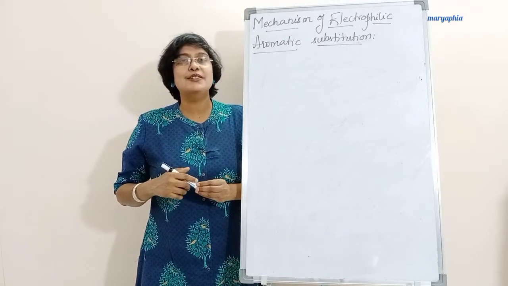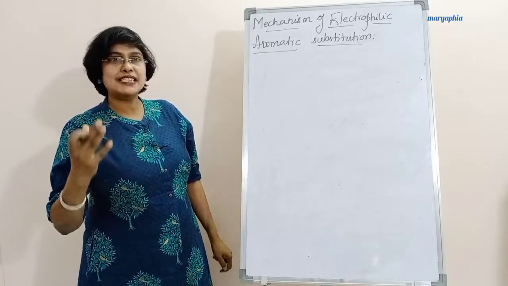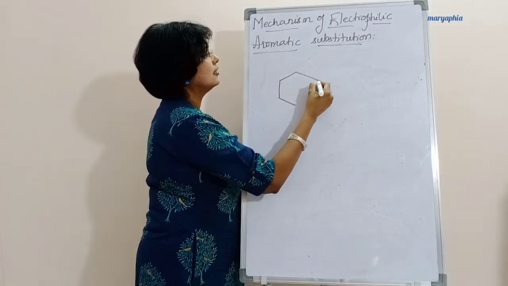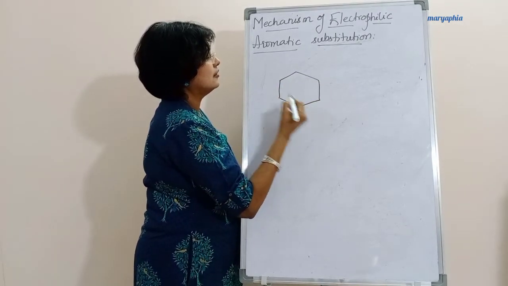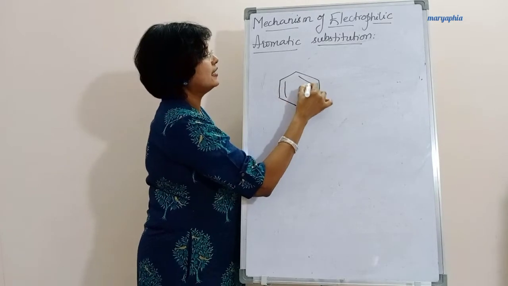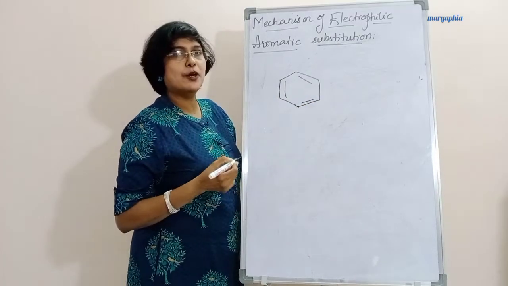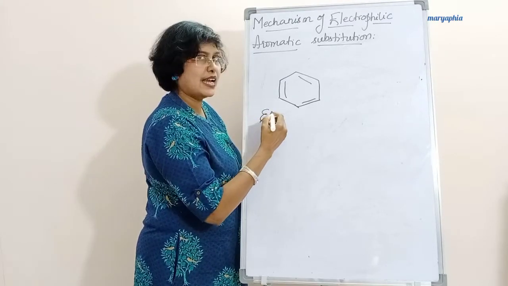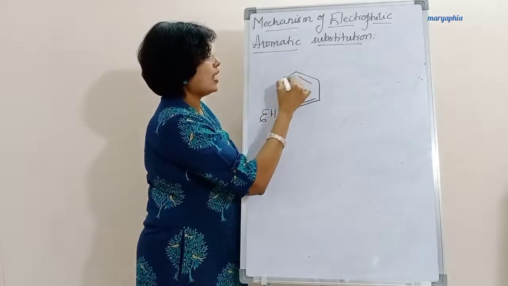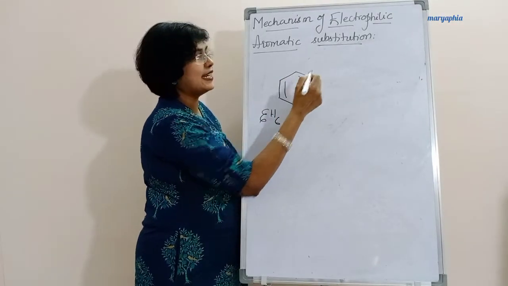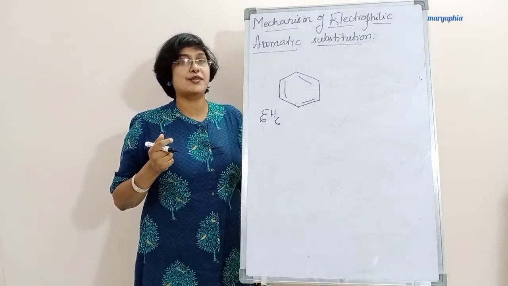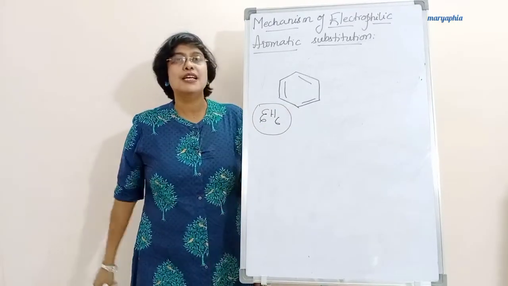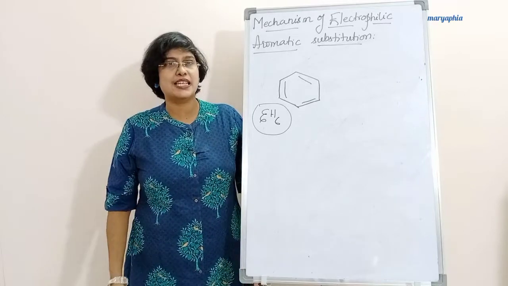Students, for example, if I take the benzene ring, this is the benzene ring and inside are the pi bonds. How many carbons are there? 6 carbons. How many hydrogens are there? 6 hydrogens. 1, 2, 3, 4, 5, 6, and each carbon has a hydrogen atom attached to it. Hence, C6H6 is the formula of benzene. This is an aromatic ring.